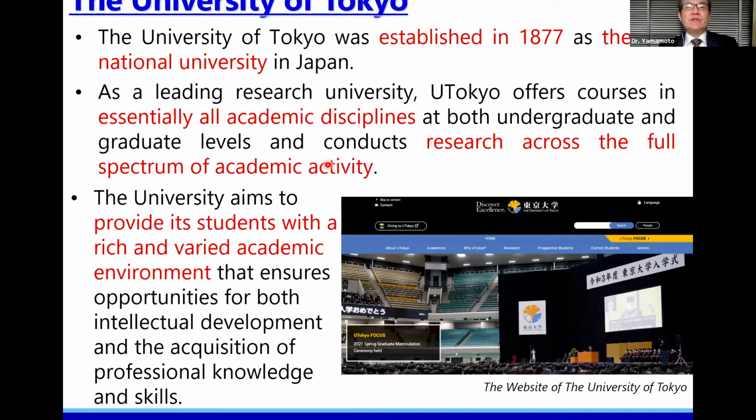At first, I will introduce the University of Tokyo briefly. More information is described on the website of the University of Tokyo. The University of Tokyo was established in 1877 as the first national university in Japan. As you know, Tokyo is the capital city of Japan. As a leading research university, U-Tokyo offers courses in essentially all academic disciplines at both undergraduate and graduate levels, and conducts research across the full spectrum of academic activity. Our university aims to provide students with a rich and varied academic environment that ensures opportunity for both intellectual development and the acquisition of professional knowledge and skills.